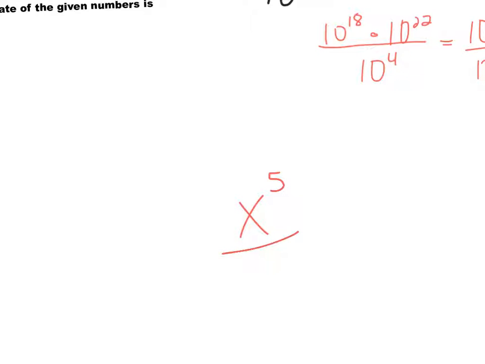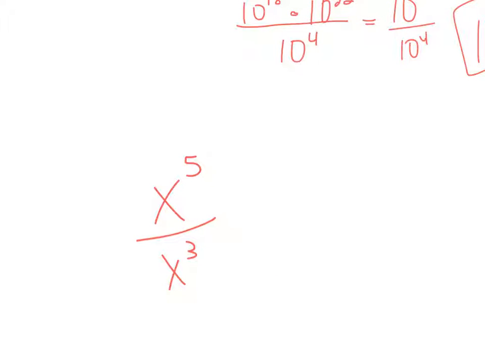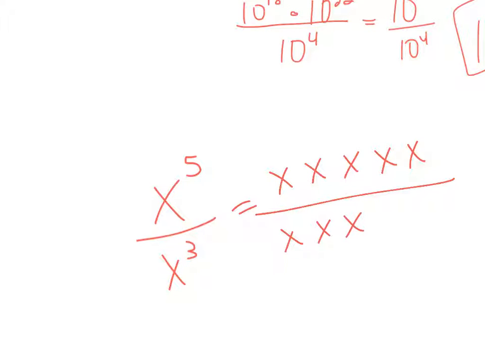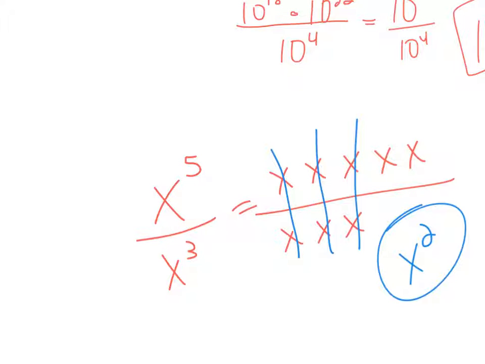If I have x to the 5th divided by x to the 3rd, how many x's are in x to the 5th? There's 5, right? How many x's are in x to the 3rd? 3. When you are dividing, if you have something on top that is the exact same as the bottom, cross out, cross out, cross out. What am I left with? 2. Where? In the numerator, in the top. How would I write x times x? X squared. That's it.